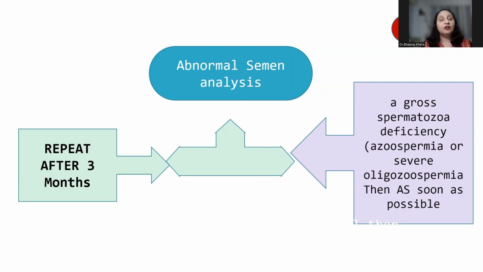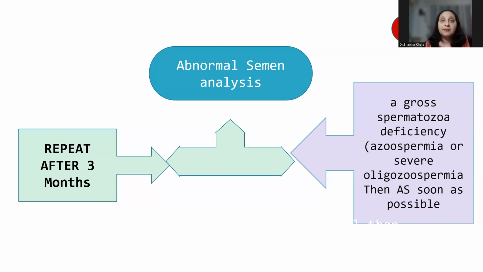How to deal with this? Although we have talked about this interpretation in investigation video, but I'm talking about it again here to complete a picture. So here, abnormal semen analysis, repeat after 3 months. If there is an abnormal semen analysis, repeat semen analysis after 3 months. While if there is a gross spermatozoa deficiency, there is azoospermia or there is severe oligozoospermia, then repeat it as soon as possible. Okay, but it is important that you do 2 tests, then you make a diagnosis.